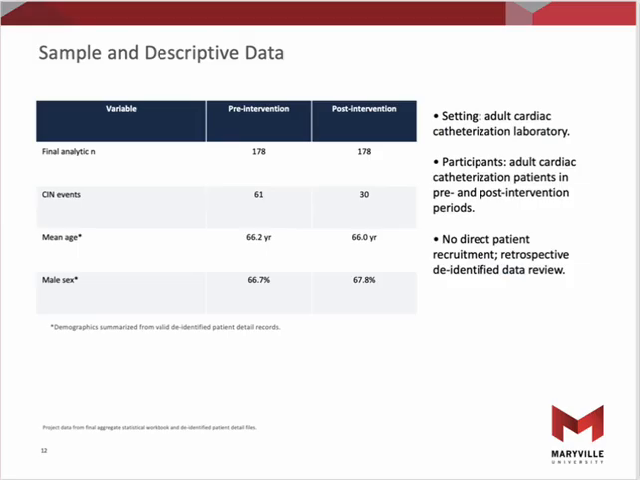So as previously stated, the setting was in the adult cardiac catheterization lab. All the patients were over 18. There was no consent needed because this is already a pre-obtained measurement. It was just a quality improvement initiative. There was no direct patient recruitment. It was retrospective, de-identified. As you can see in terms of before the intervention and the post-intervention, I put the mean age just for extra knowledge. And there were slightly more males for CIN in both groups, before the intervention of the protocol and after.